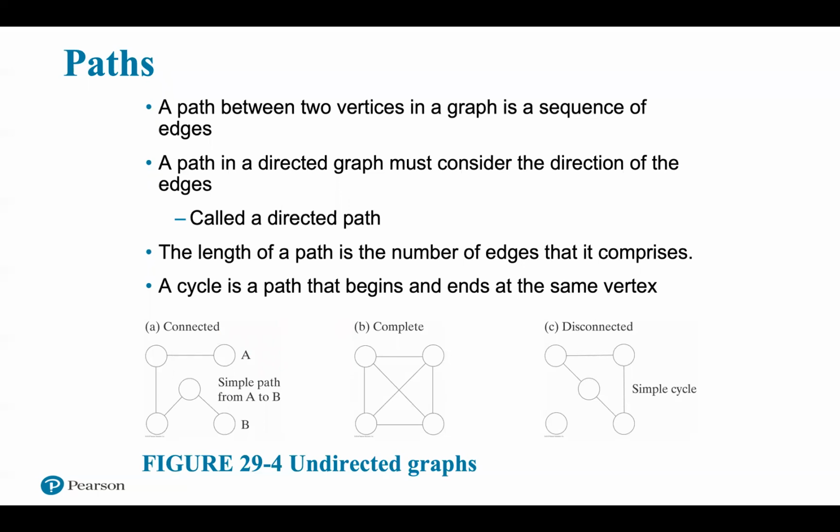A complete graph goes even further. It has an edge between every pair of distinct vertices. Figure 27.4 provides examples of undirected graphs that are connected, complete, or disconnected. That is, it's not connected. Notice the simple path in part A and the simple cycle in part C.